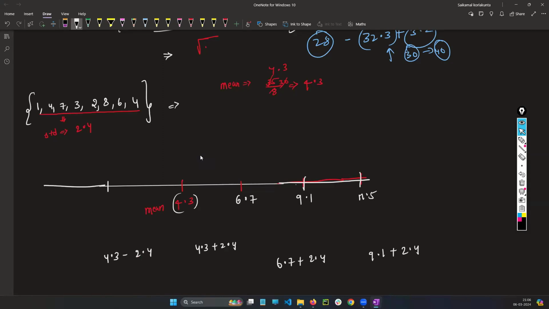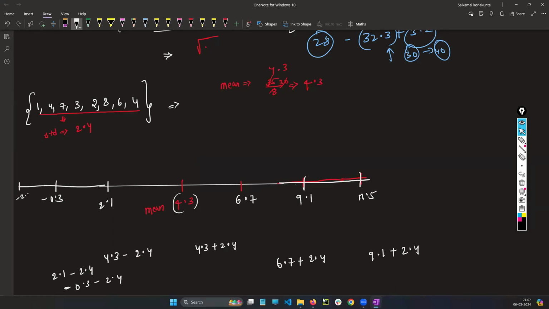You will get a value. What value will you get? 2.1 something. So 2.1 minus 2.4 is minus 0.3. And again, the last one, 1.9 something, I'm just writing randomly. Okay, sir. Minus 0.3 minus 2.4. Suppose imagine you are getting minus 2 point something.